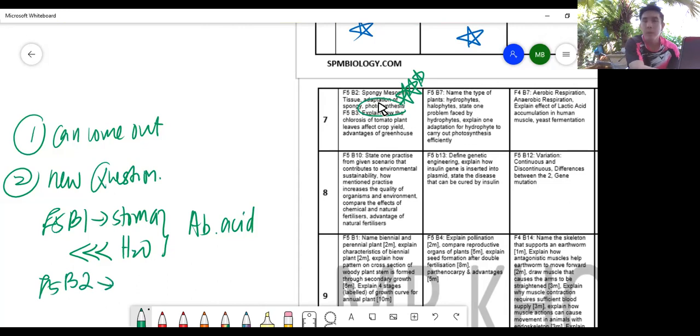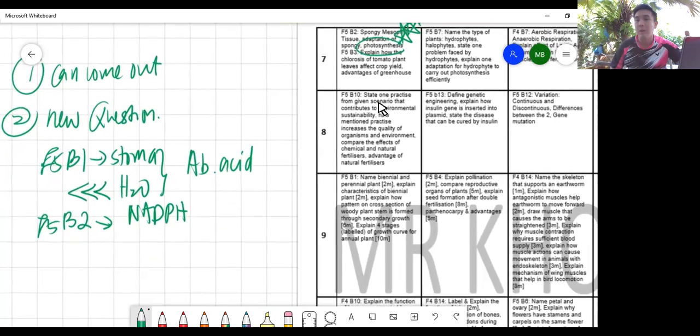Form 5 Bab 2. NADPH in photosynthesis. Something new. So you won't see it for the past 30 years of SPM. You won't see it. Okay, one last example.